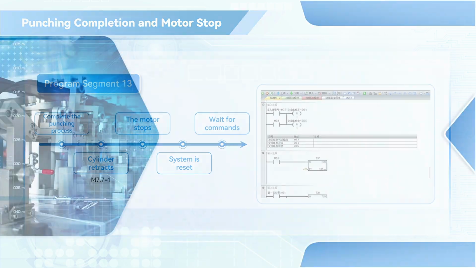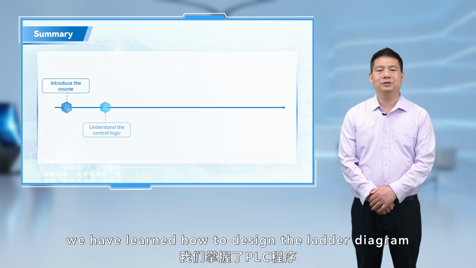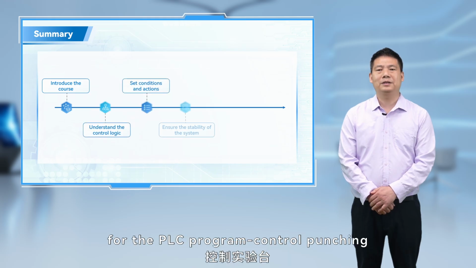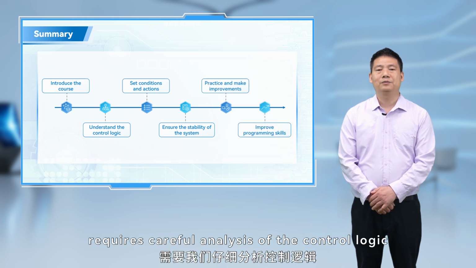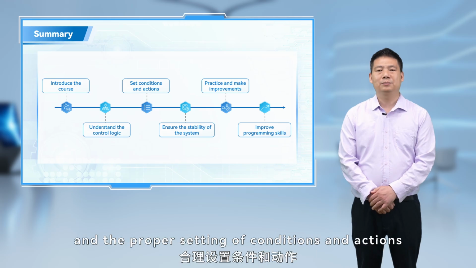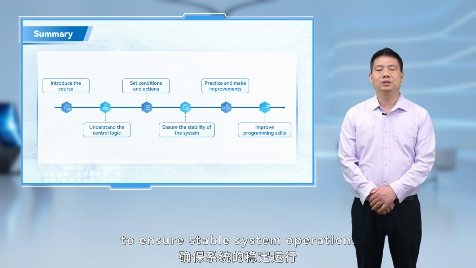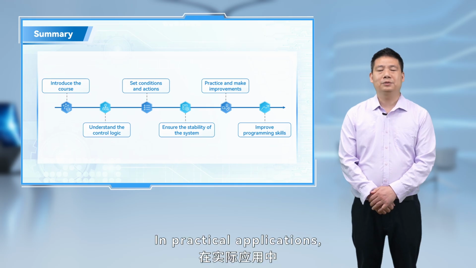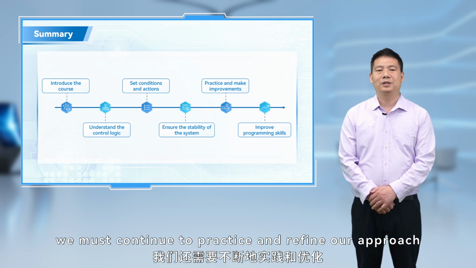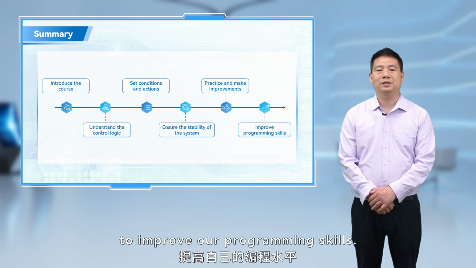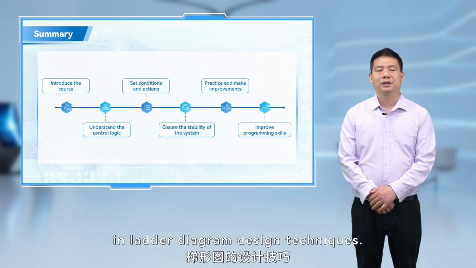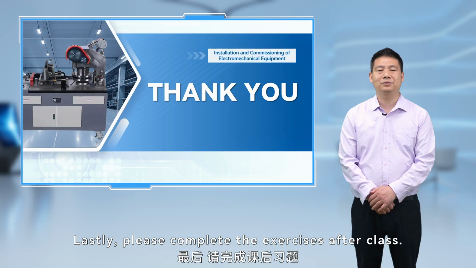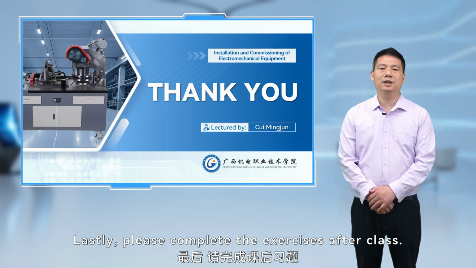work command. 9. Summary. In this lesson, we have learned how to design the ladder diagram for the PLC program control punching on the training bench. Designing the ladder diagram requires careful analysis of the control logic and the proper setting of conditions and actions to ensure stable system operation. In practical applications, we must continue to practice and refine our approach to improve our programming skills. I hope you will practice more after class and become proficient in ladder diagram design techniques. Lastly, please complete the exercises after class.